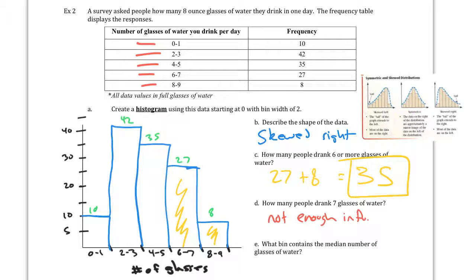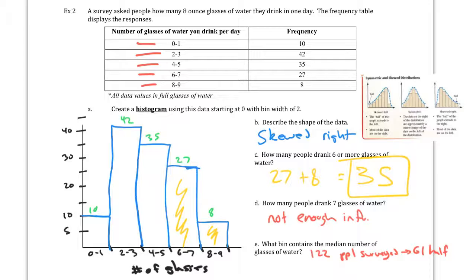And part E, what bin contains the median number of glasses of water? Okay, this is a little bit of a harder question. First, we need to figure out how many total data points there are. So if we add up 10, 42, 35, 27, and 8, I believe you get 122 people surveyed. Well, the median's the halfway point, right? What's half of 122? That would be 61. So we have to figure out which bin the 61st person approximately would be in.